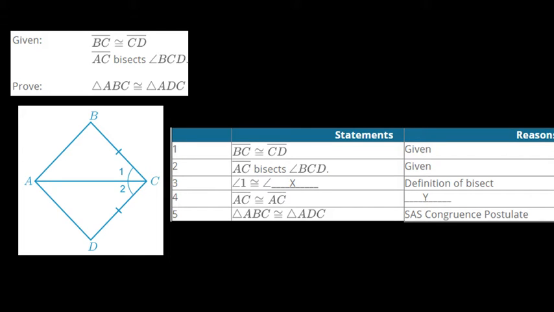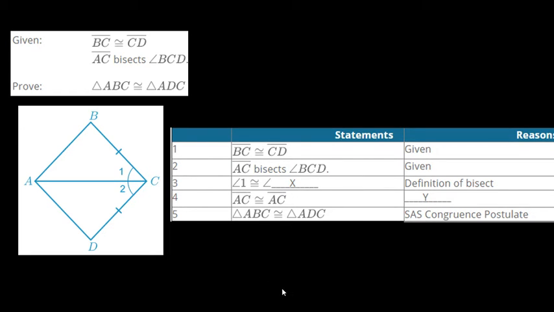Let's take a look at Lesson 9, Activity 3, Question 5. We're given this picture of a polygon, and we're given that line segment BC is congruent to line segment CD, and that AC bisects angle BCD, and we're asked to prove that the two triangles, triangle ABC and ADC, are congruent.